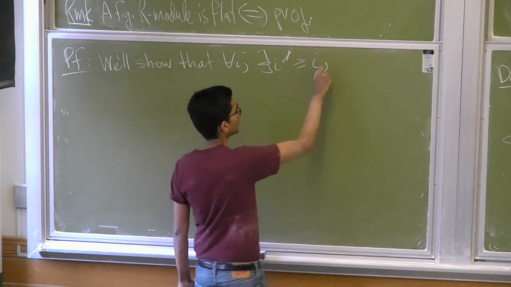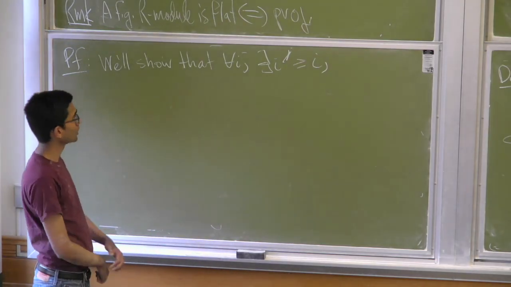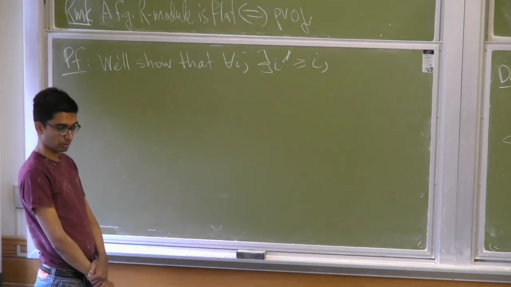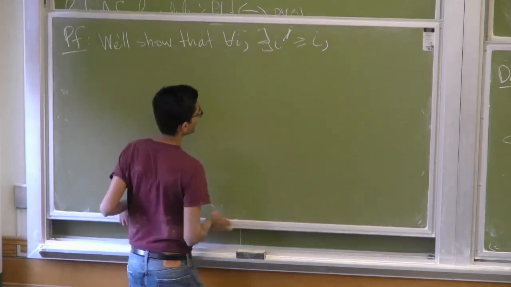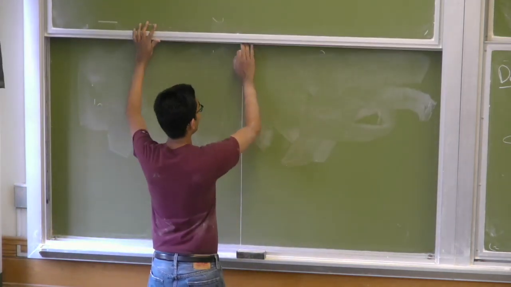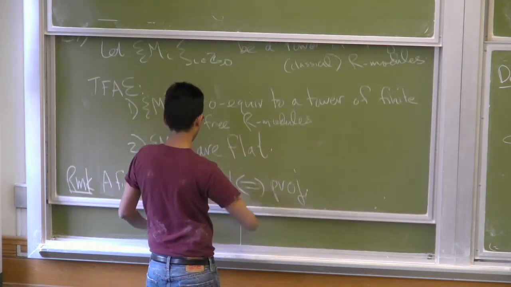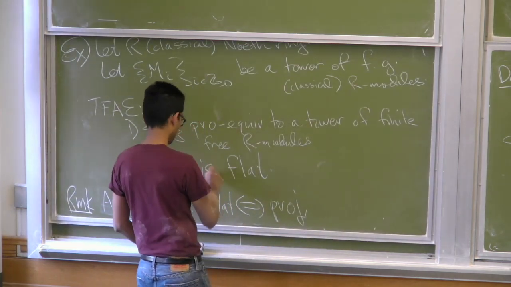Condition 2 says what? That the M sub I are flat? No, sorry, the system is flat. Flat as a pro-system.